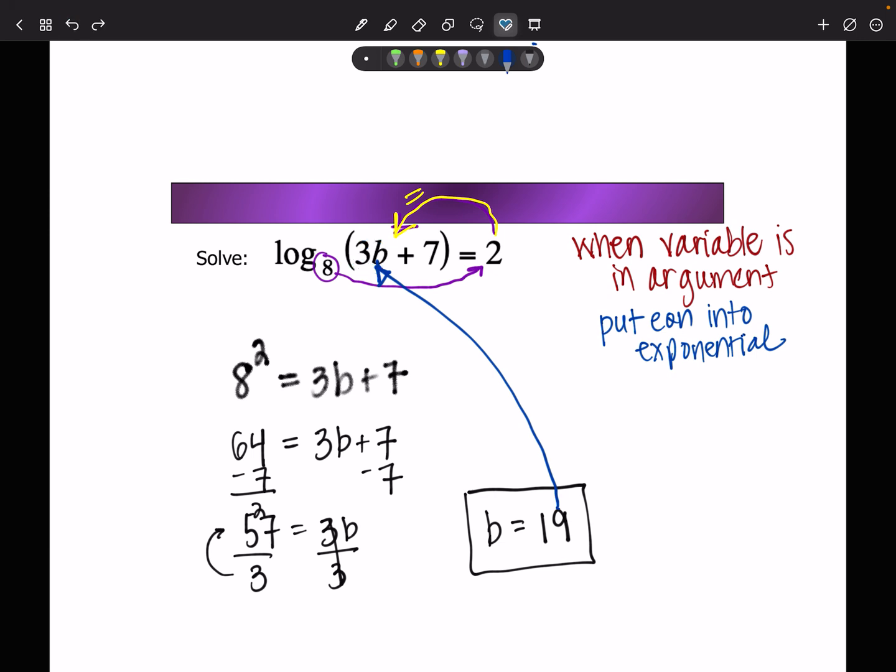positive, and a positive plus 7 will also be positive. So 19 does not cause the argument to be less than 0. So we are in good shape there. B equals 19 is an answer.